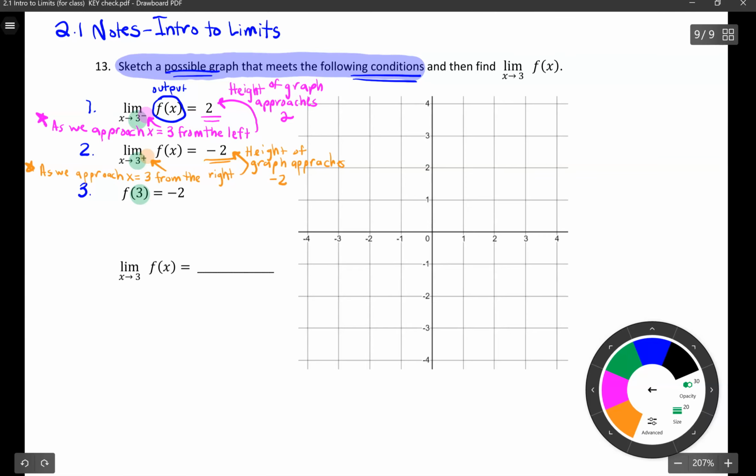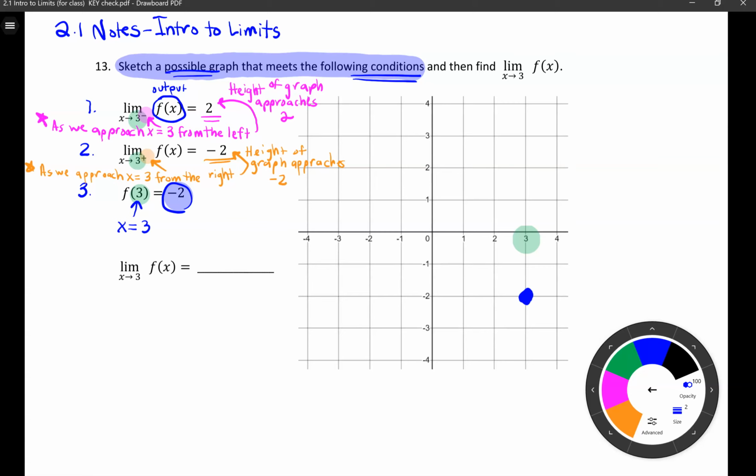When x is actually equal to 3, the height of the graph is negative 2. So I'm going to start by plotting that point. Let's locate x equals 3 here on my graph. According to condition 3, the actual height of the graph when x is exactly equal to 3 is negative 2. So I'm going to plot a solid dot there, because that's where my function is defined when x equals 3. The output's defined to be negative 2.